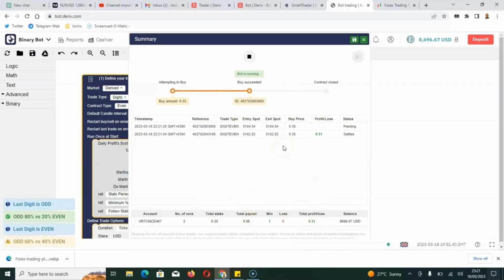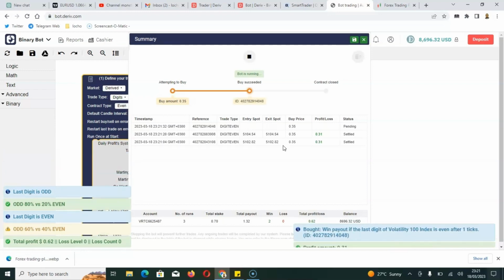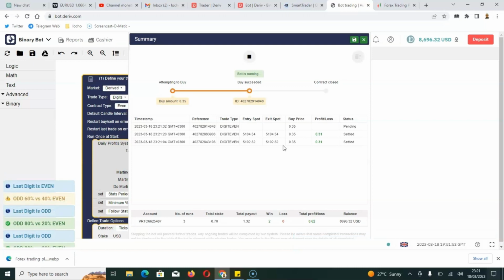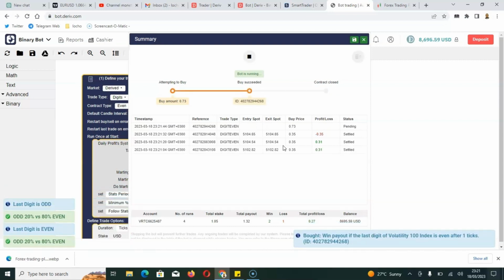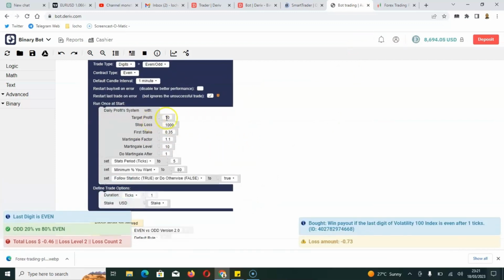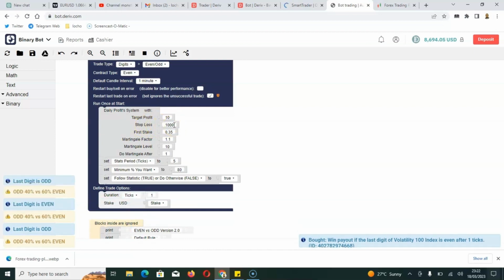So the fifth and the last mistake that most people commit is not managing their risk properly. Risk management is very crucial when trading binary options, and many traders make the mistake of not managing their risk properly, which can lead to significant losses. It's important to set your stop loss order. And how can you do that? You just come, for example, on this board, you have target profit, you put your profit, and then you indicate your stop loss.